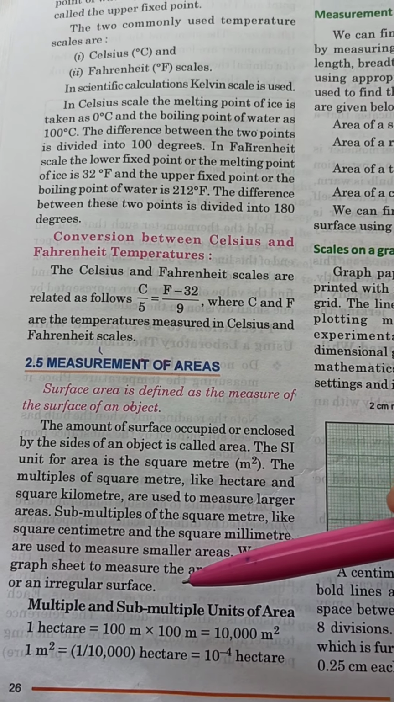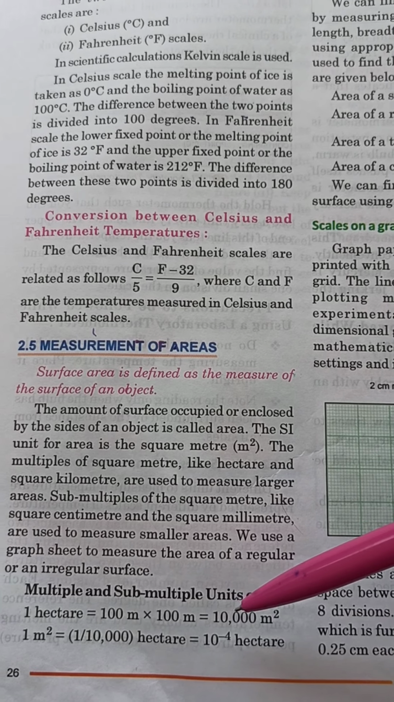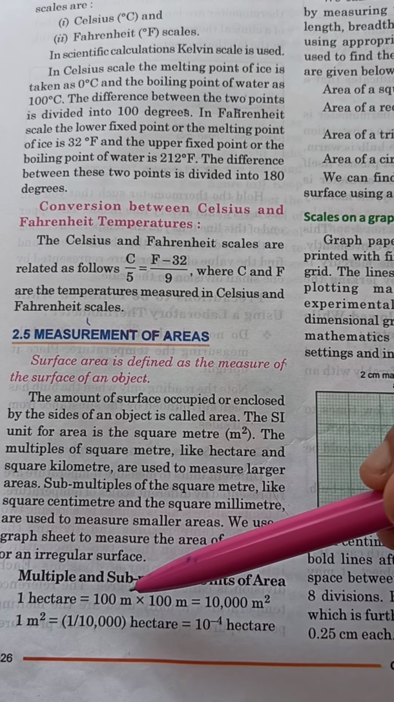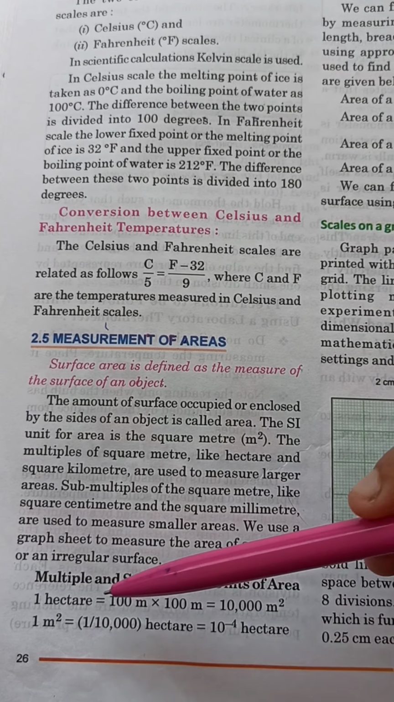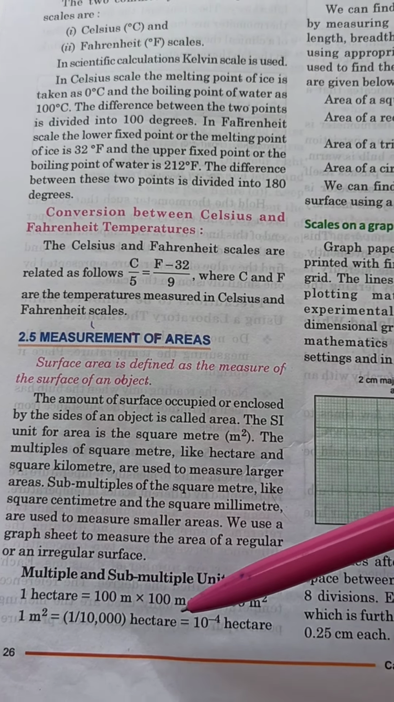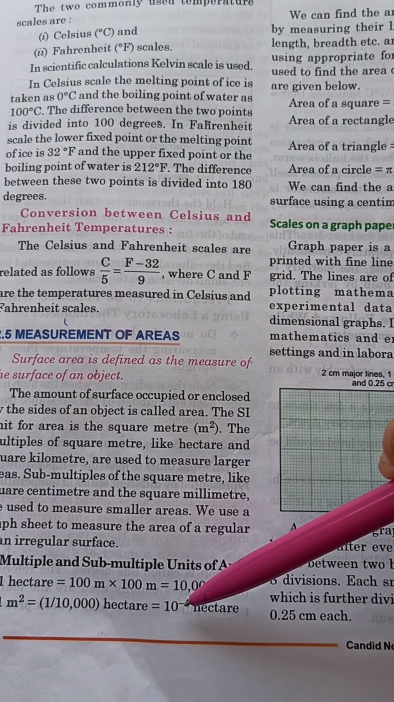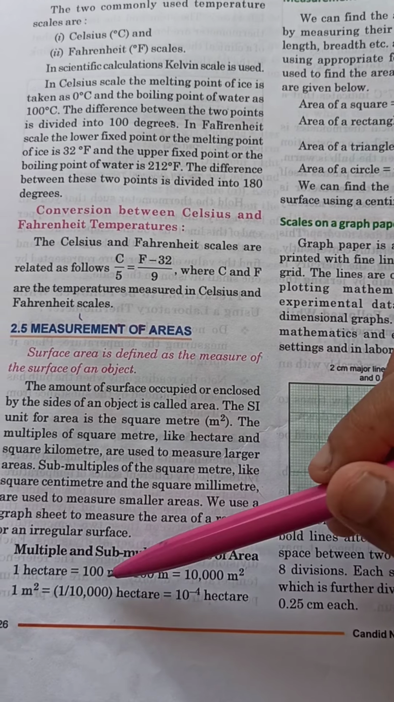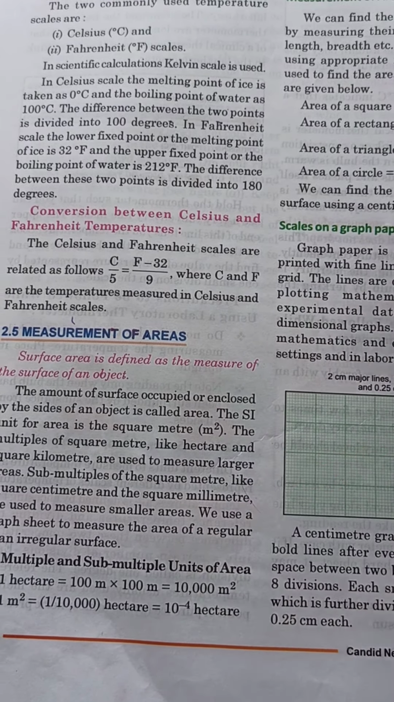Now multiple and submultiple units of area. 1 hectare is equal to 100 meter into 100 meter. It means it will become 10,000, and as meter and meter will be multiplied, it will become meter square. Now 1 meter square is equal to 1 upon 10,000 hectare, just vice versa. It is equal to 10 to the power minus 4 hectare, as it has 4 zeros over here. So this is how we can write it.